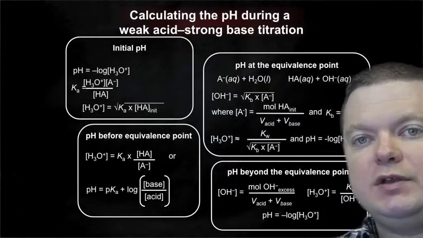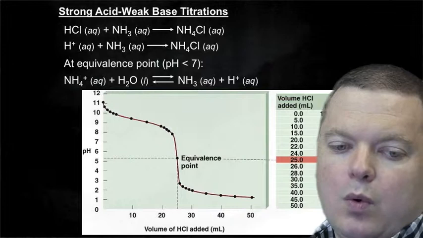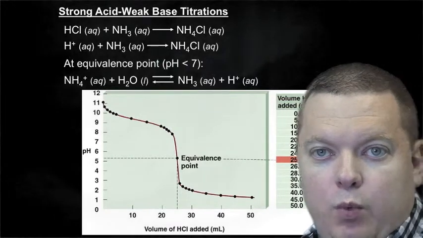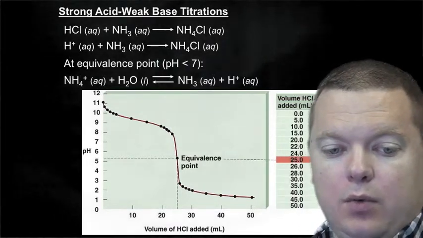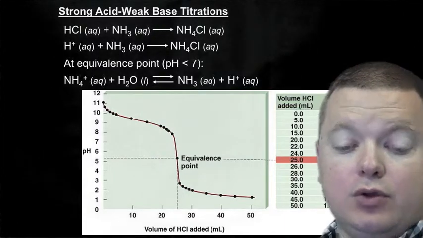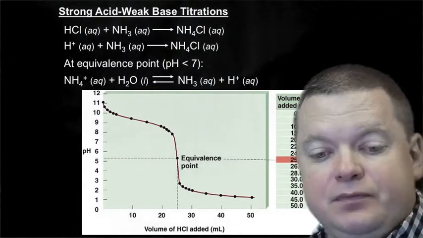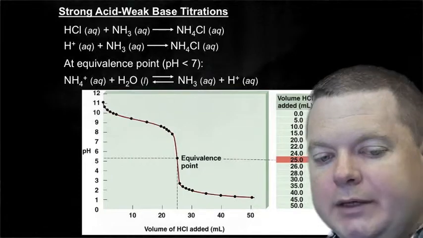Conversely, we can talk about this other situation where we have a strong acid, weak base titration. So for example, hydrochloric acid plus ammonia, to give us the ammonium chloride solution.